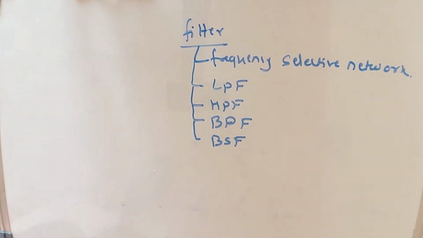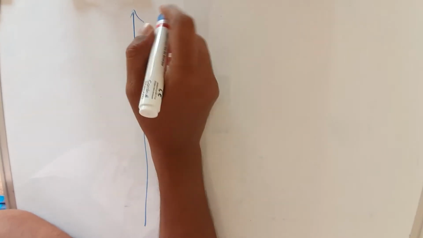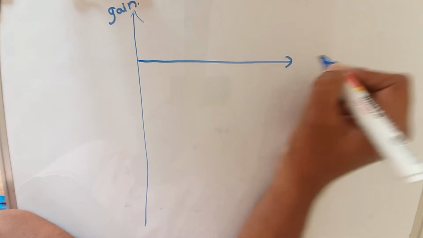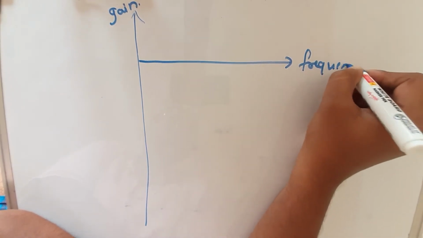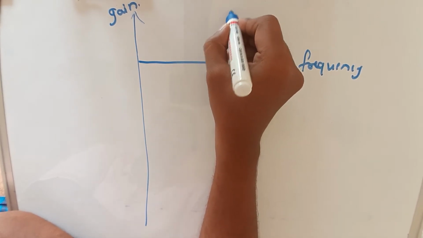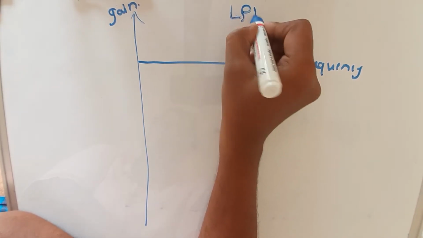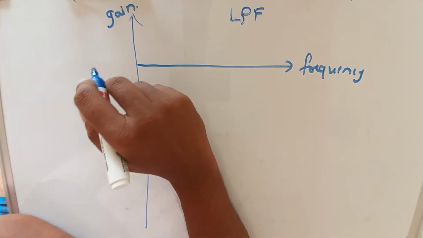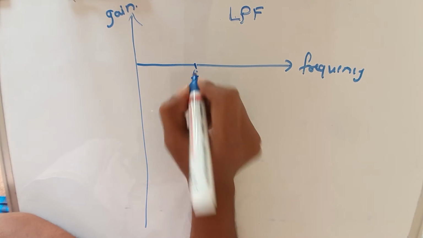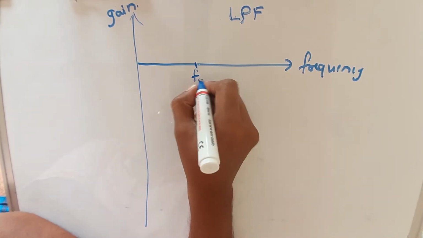Okay, a filter is a frequency selective network. Firstly, I will show you the graph of different filters. This is gain versus frequency. Okay, so firstly we will see the graph of the LPF, that is the low pass filter. Here I will mark this F, that is the cutoff frequency of the low pass filter.